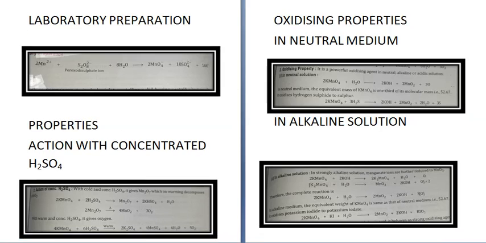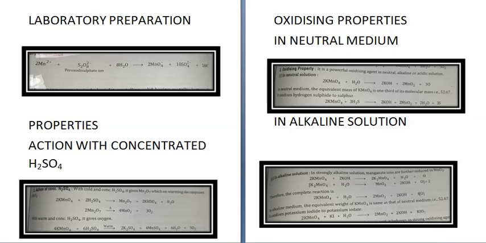Now with warm and concentrated H2SO4, it gives oxygen. The reaction is 4KMnO4 plus 6H2SO4. On warming, it gives you 2K2SO4 plus 4MnSO4 plus 6H2O plus 5O2. This is with warm H2SO4. So this is the action with H2SO4.